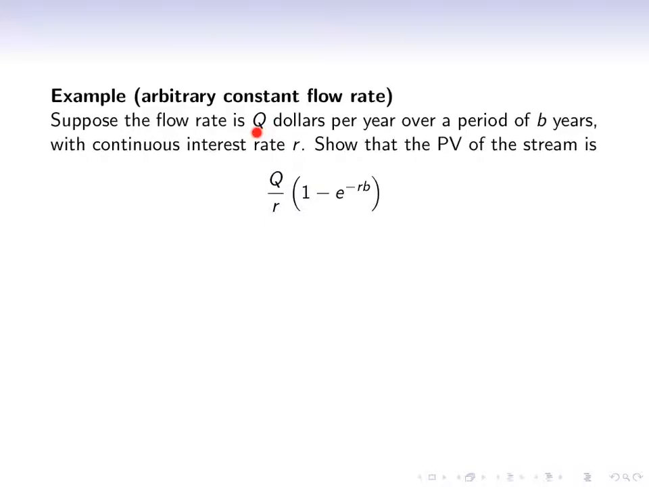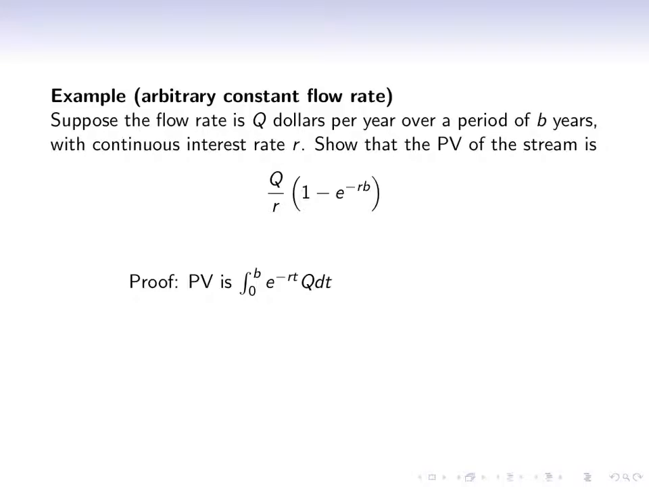Okay, so that's a number. And you have little b years at continuous interest rate R. Let's derive the following formula for the present value of this stream of payment. So what we're shooting for is Q over R times 1 minus e to the minus RB. And here's a proof of that formula.